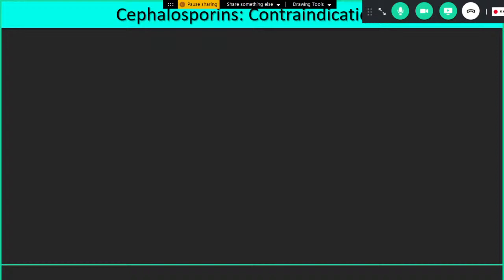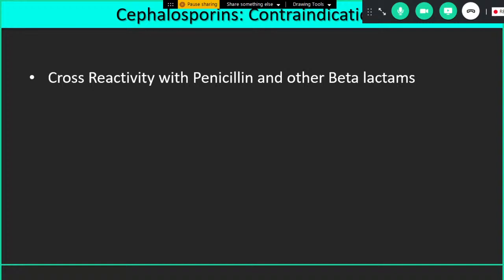If we talk about the contraindications, we know that there is a cross reactivity with the penicillins. It was reported that around 10% was there with the first generation. As the generations progressed, this cross reactivity became lesser and lesser, and now I think it is less than 1 or 2%. But there is a chance of cross reactivity, and we have to be very careful. It is not an absolute contraindication, but it's a relative contraindication.